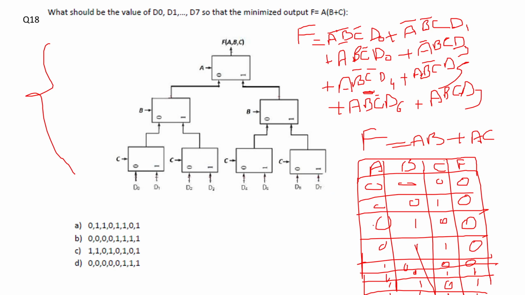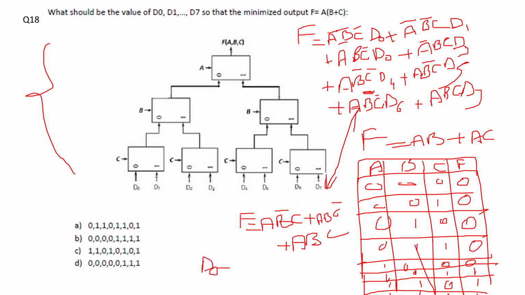Then if we carefully compare these two terms, f is equal to a b complement c plus a b c complement plus a b c. In order to make these two equal, we see d0, d1, d2, d3, d4 are all equal to 0, and d5, d6 and d7 are equal to 1. So option D is our right answer.